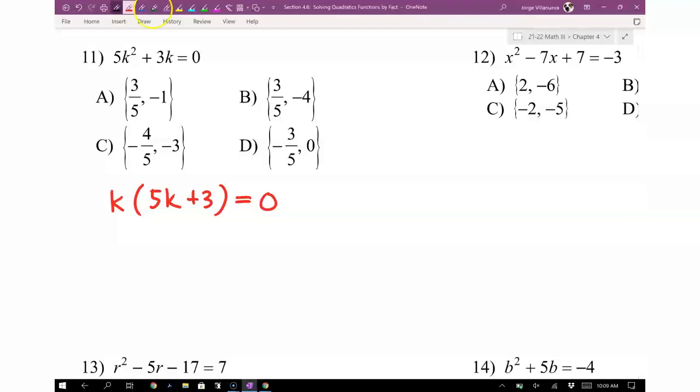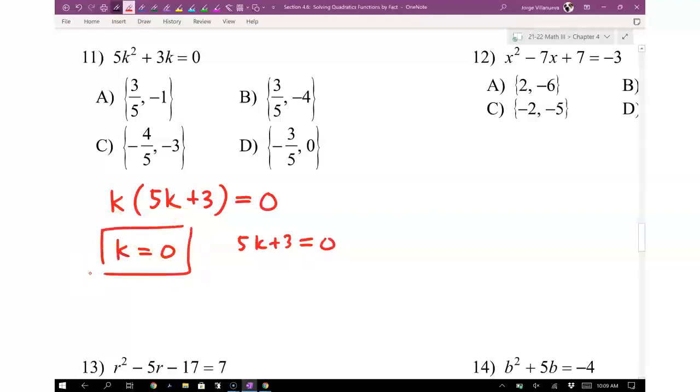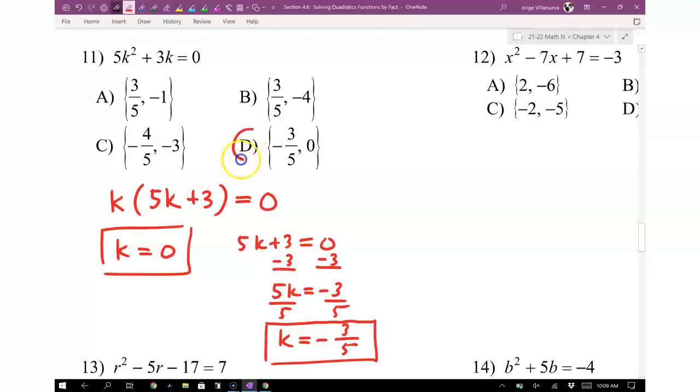So what I get to do is say, all right, k has to be 0, and 5k plus 3 has to be 0. Is there anything for me to solve with the first one where it just says k equals 0? No, right? That's done. But on this one, I'll subtract 3. So that gives me 5k equals negative 3. And then I'll divide by 5. So k is equal to negative 3/5. So that would be D.